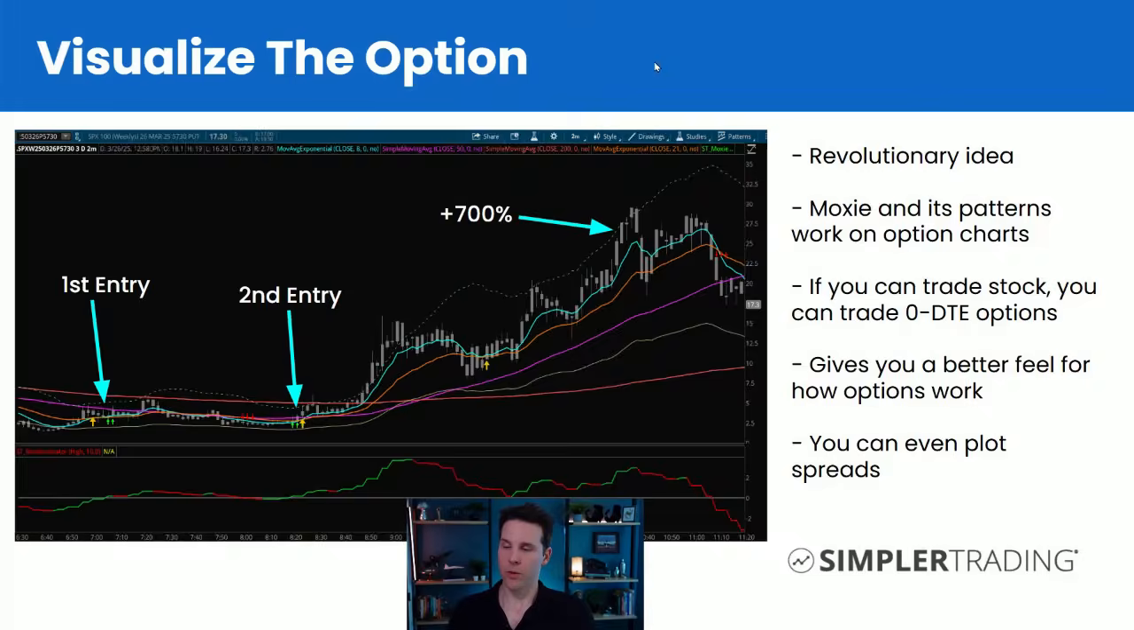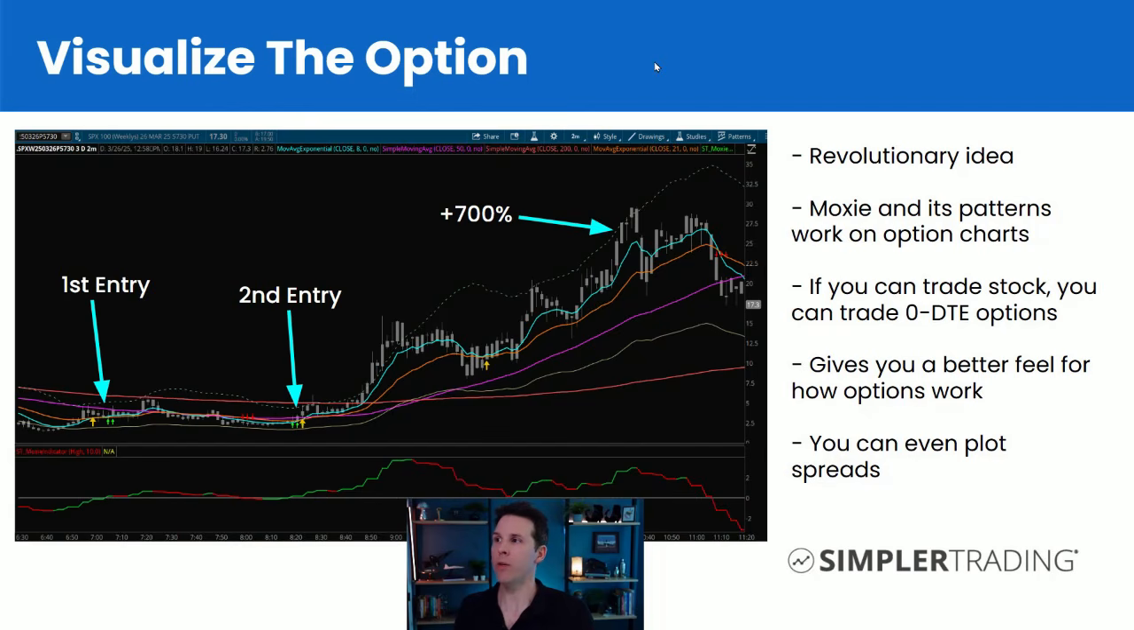And this is what I just want to keep rehashing to you guys, is that visualizing the option is really the key to my success with options trading. I mean, forget 0DTE, even just trading options in general, that is how I got better at trading options, is this little secret of being able to visualize this stuff. So for me, it's a revolutionary idea, and that the Moxie indicator and its patterns actually work on this kind of stuff. And so I say that if you can trade stock, you can trade 0DTE, because they move in a pretty similar fashion, okay?